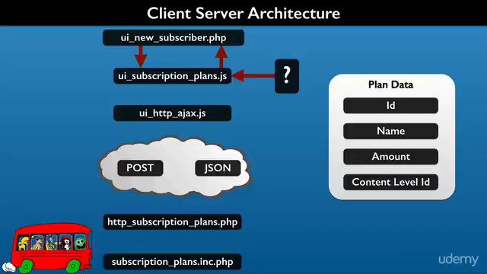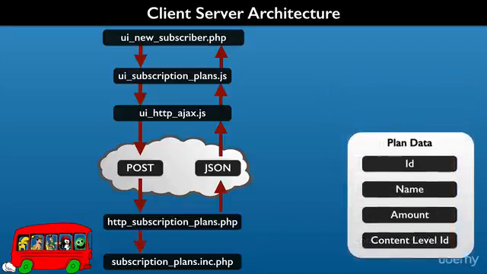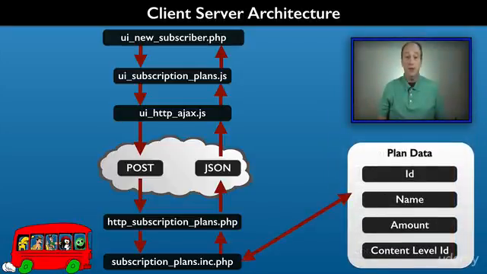To do that, we create a generic client-side network handler. It manages all server requests and responses. We will use HTTP post to send data and JSON for the response data. And then a server network script handles the request and responds with the plan data in the JSON format. It uses the plan data source script that we write for the server. Where this script gets the data is transparent to the network. It could be a static file or a database.